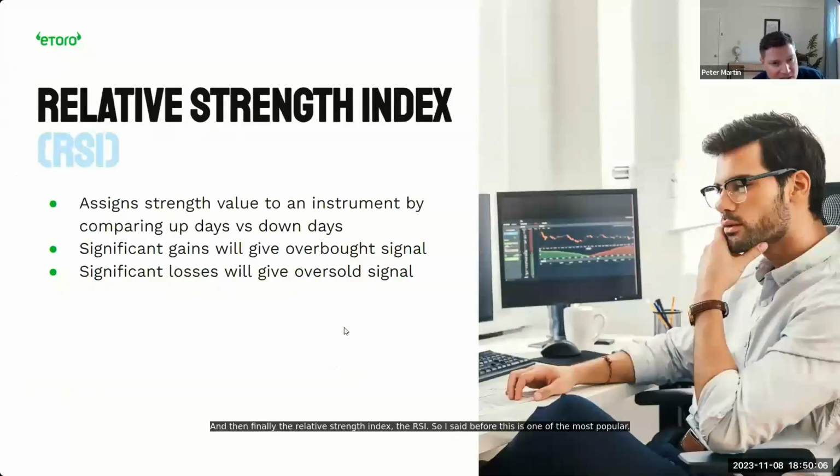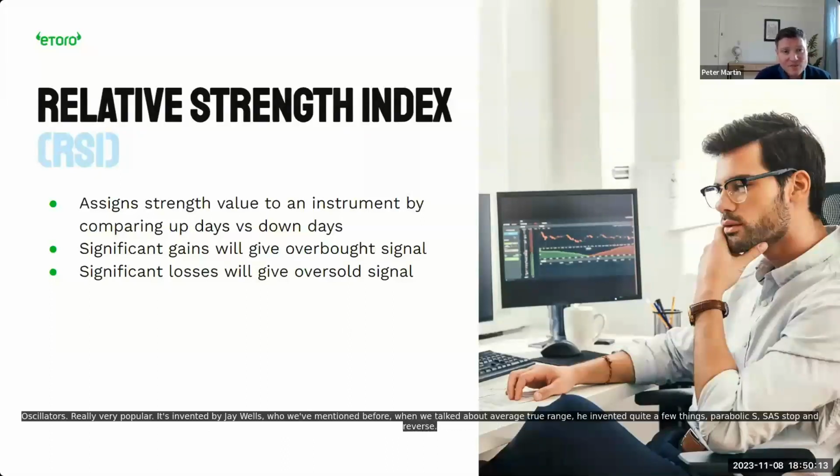And then finally, the relative strength index, the RSI. So I said before, this is one of the most popular oscillators, really very popular. It was invented by J. Wells Wilder, who we've mentioned before here when we talked about average true range. He invented quite a few things: parabolic SAR, stop and reverse, average true range, relative strength index, and average directional index as well.